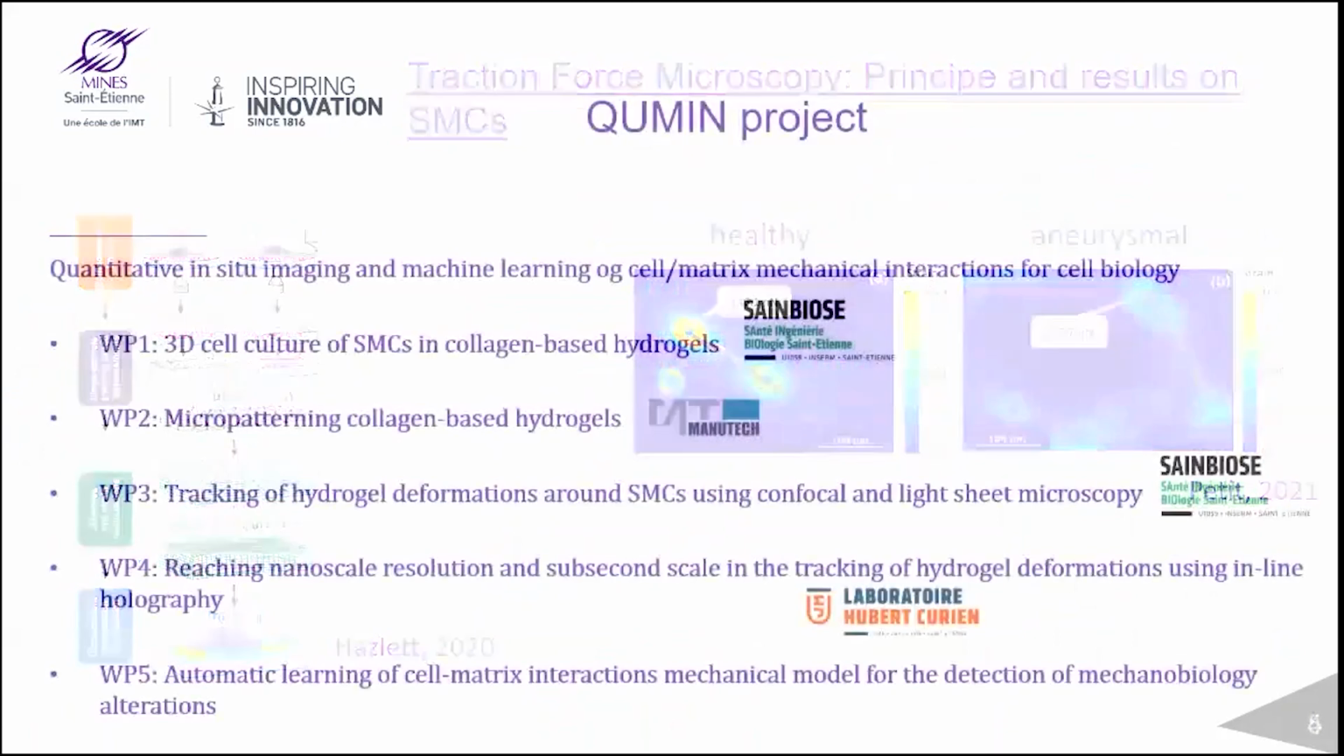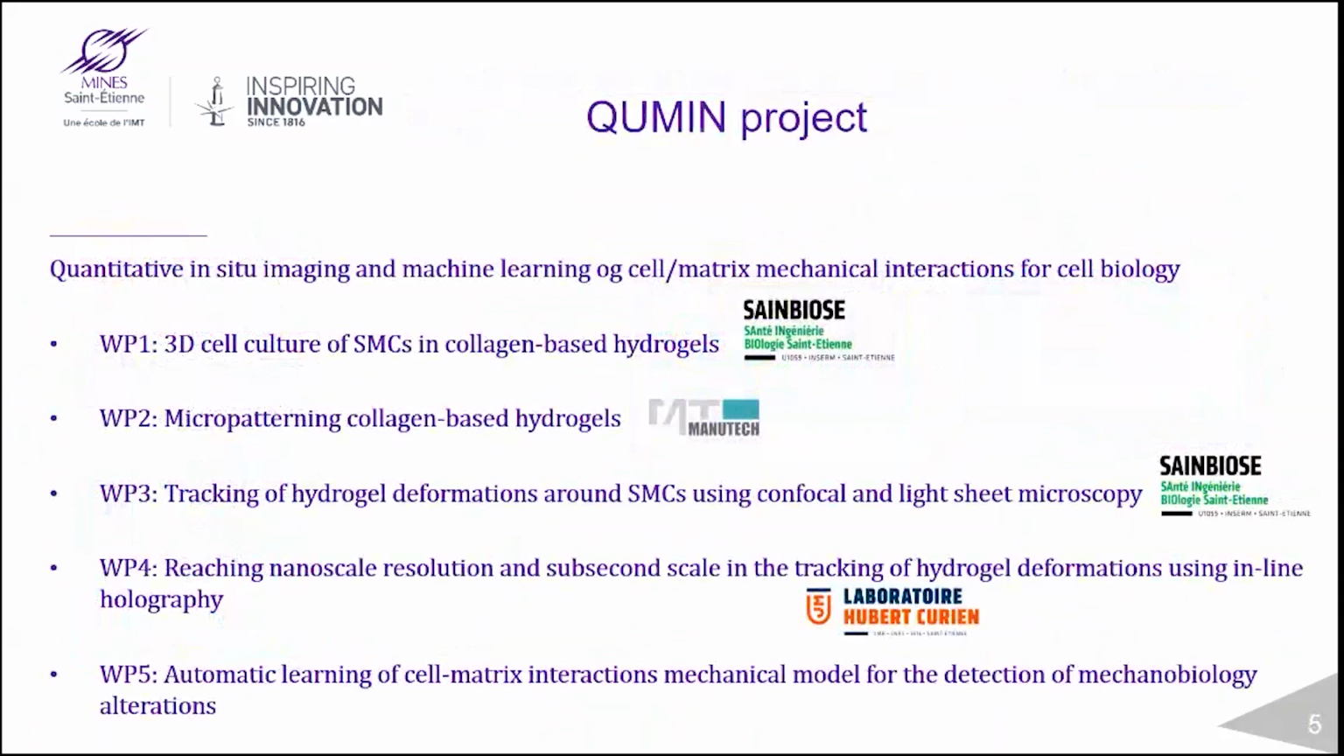So the idea of my project is to study cells in 3D, and in particular to develop an imaging of these cells in 3D, and then using machine learning, be able to characterize the matrix and cells interaction mechanics, and to help the prevention and the treatment of this cardiovascular disease. The project gathers different work packages, which are quite different, and I'm going to review all of them, and I will present you the results we have so far with this project.